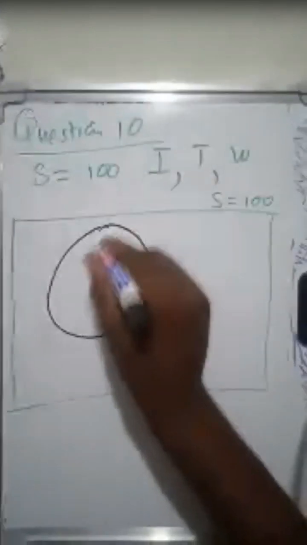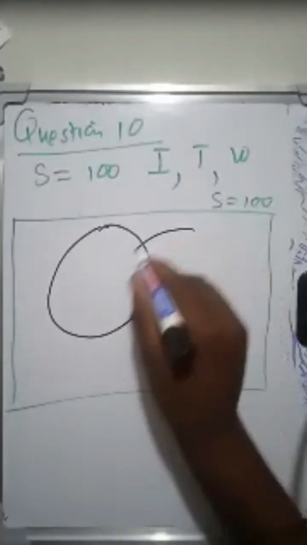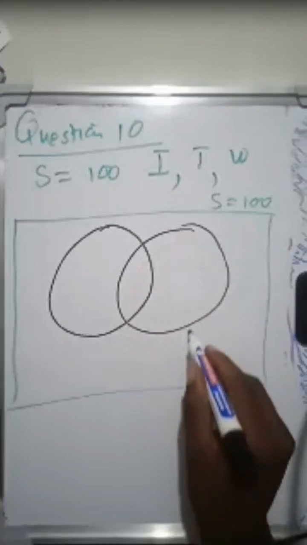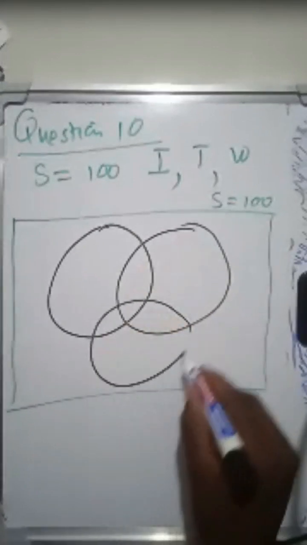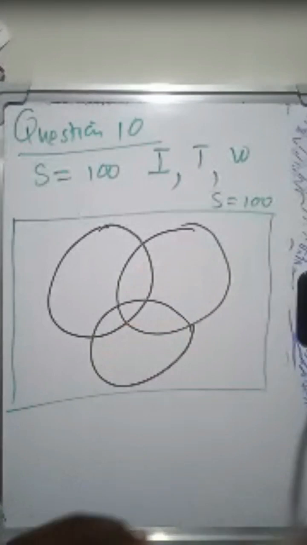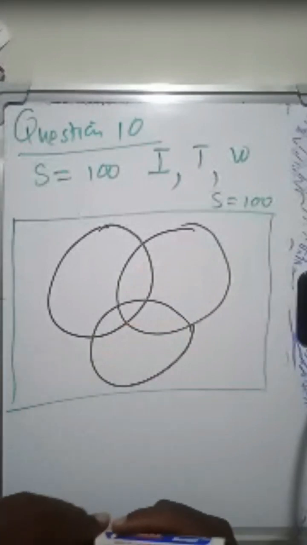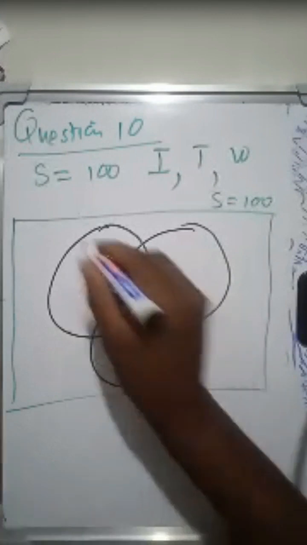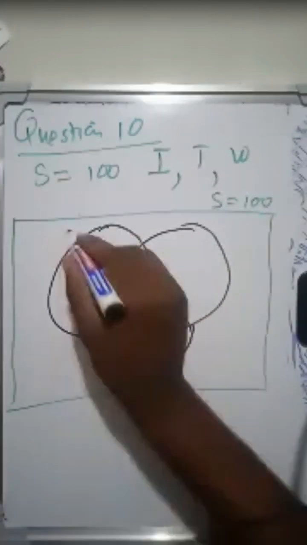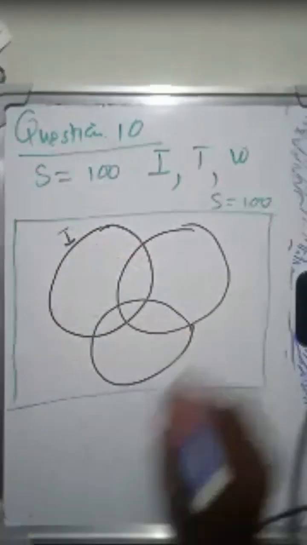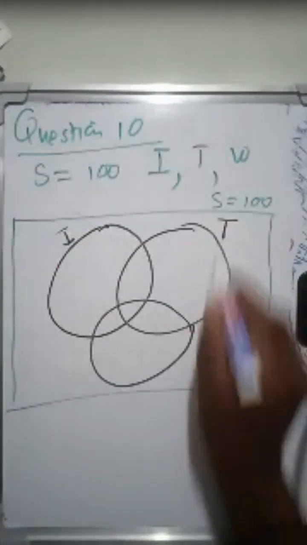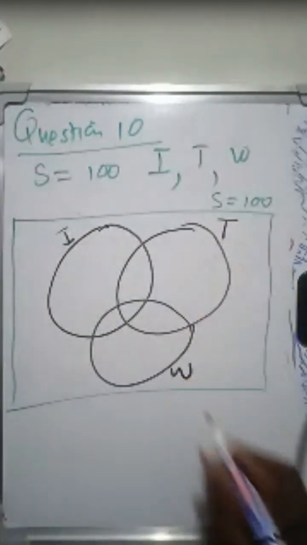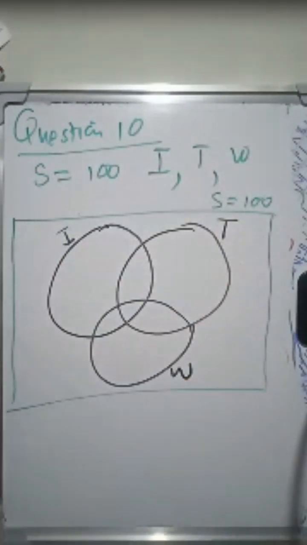First one. Second one. Then another one. Okay? So these circles are representing different events. So the other event is going to be Instagram. This is going to be Twitter. That is going to be WhatsApp. Okay? Right, now let's populate our events.